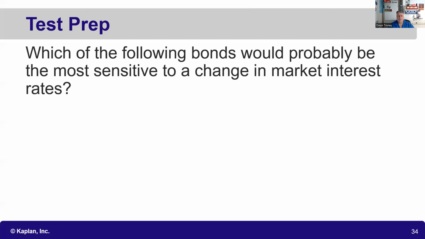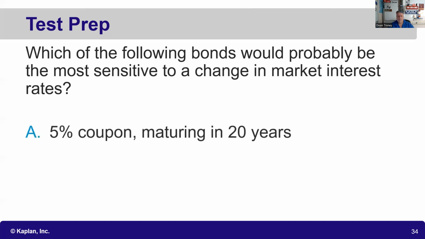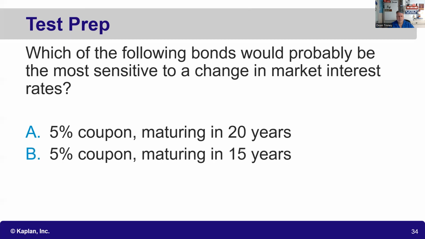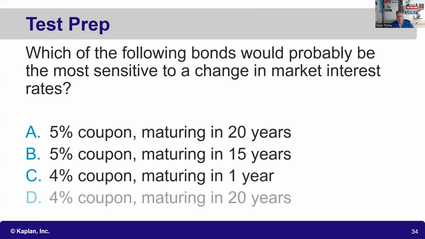Which of the following bonds would be most sensitive to a change in market interest rates? Volatility. A good way to remember this is long and low. This also could be expressed on your test as duration. So what I'm looking for is the bond with the longest maturity and the lowest coupon. So here I have a 5% coupon, 20 years, 5% 15 years, 4% 1 year, so long and low.